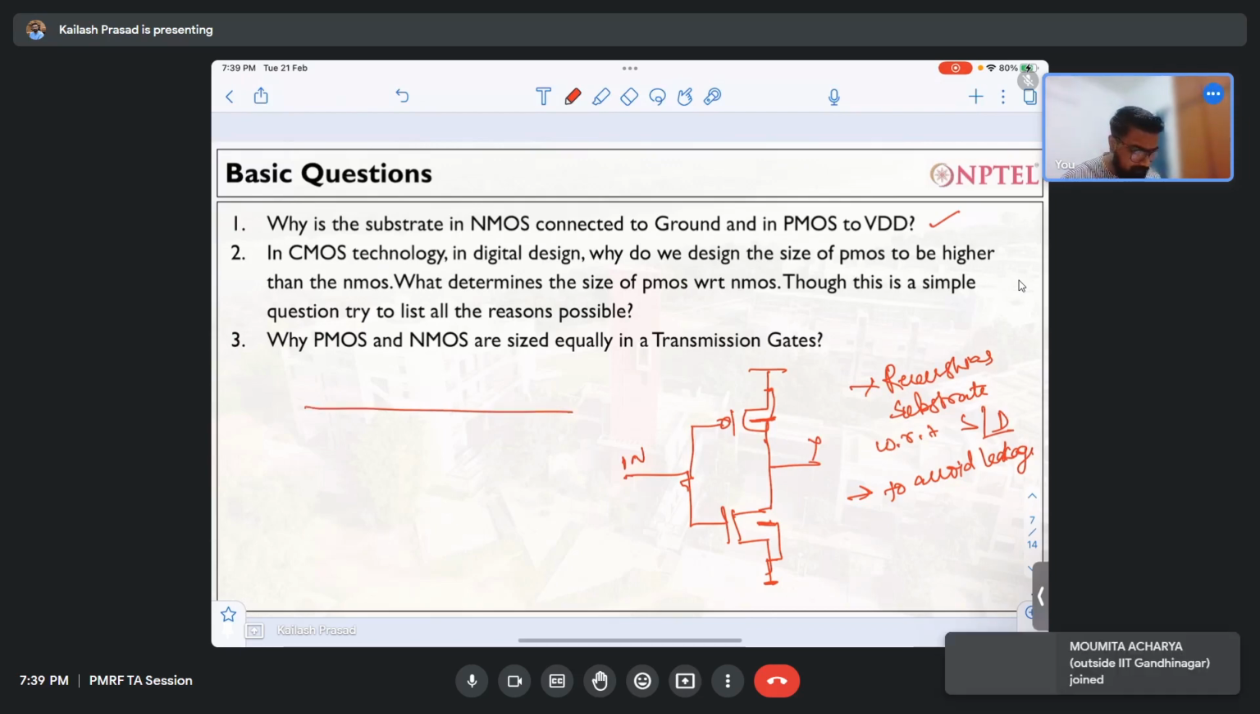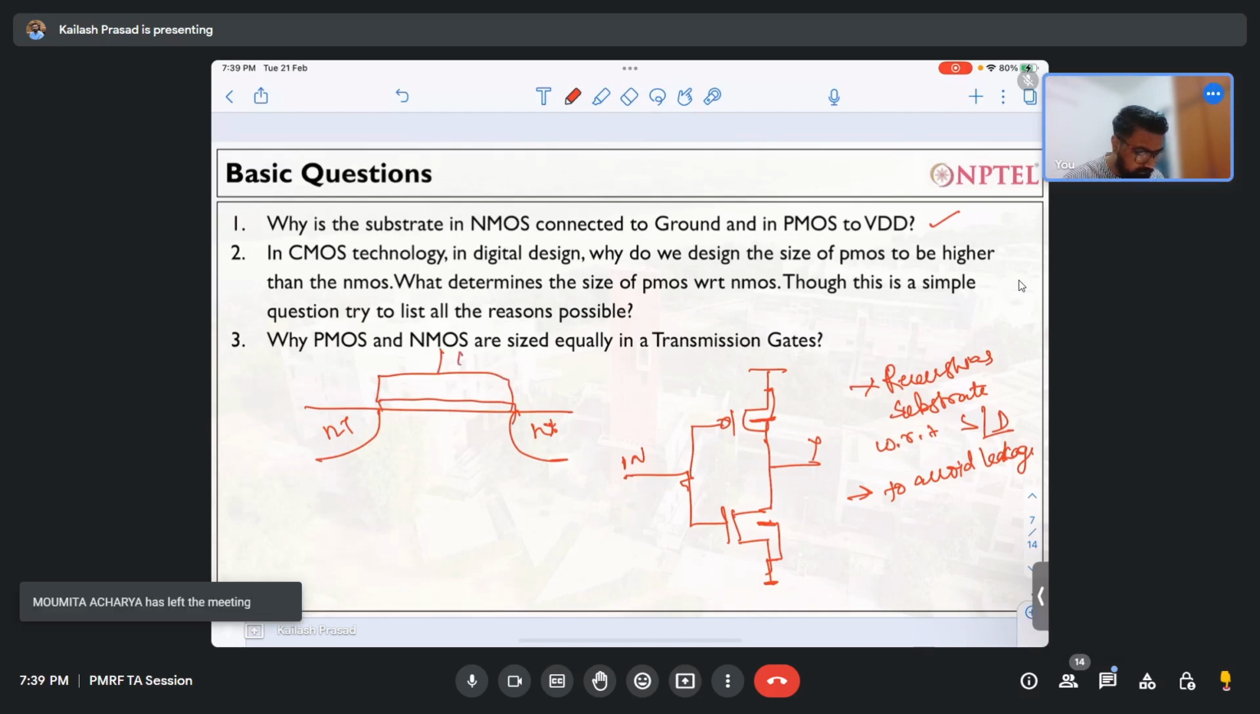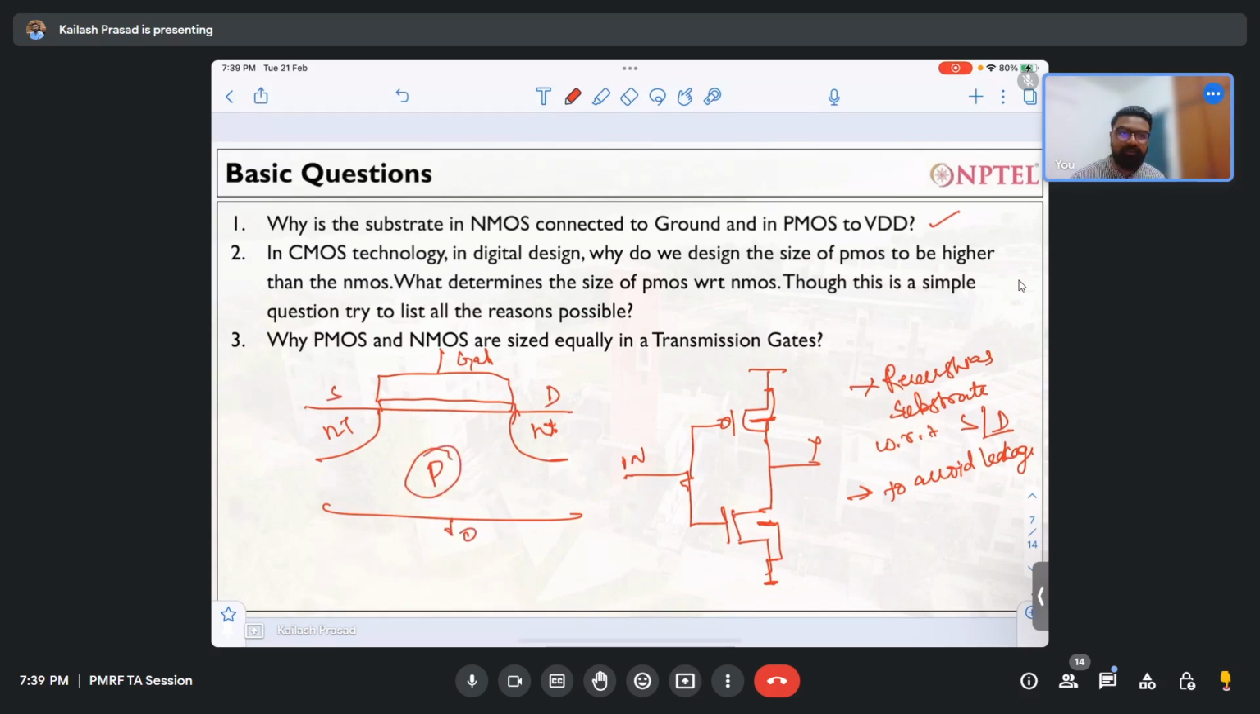This is how your NMOS looks. This is your N plus, this is your N plus, this is oxide, this is the gate, this is the P substrate. This is source and this is drain. There is a PN junction over here, and another PN junction over here. If this is forward biased, there will be a current flowing from source to substrate. You don't want that. Your current should flow from source to drain only.